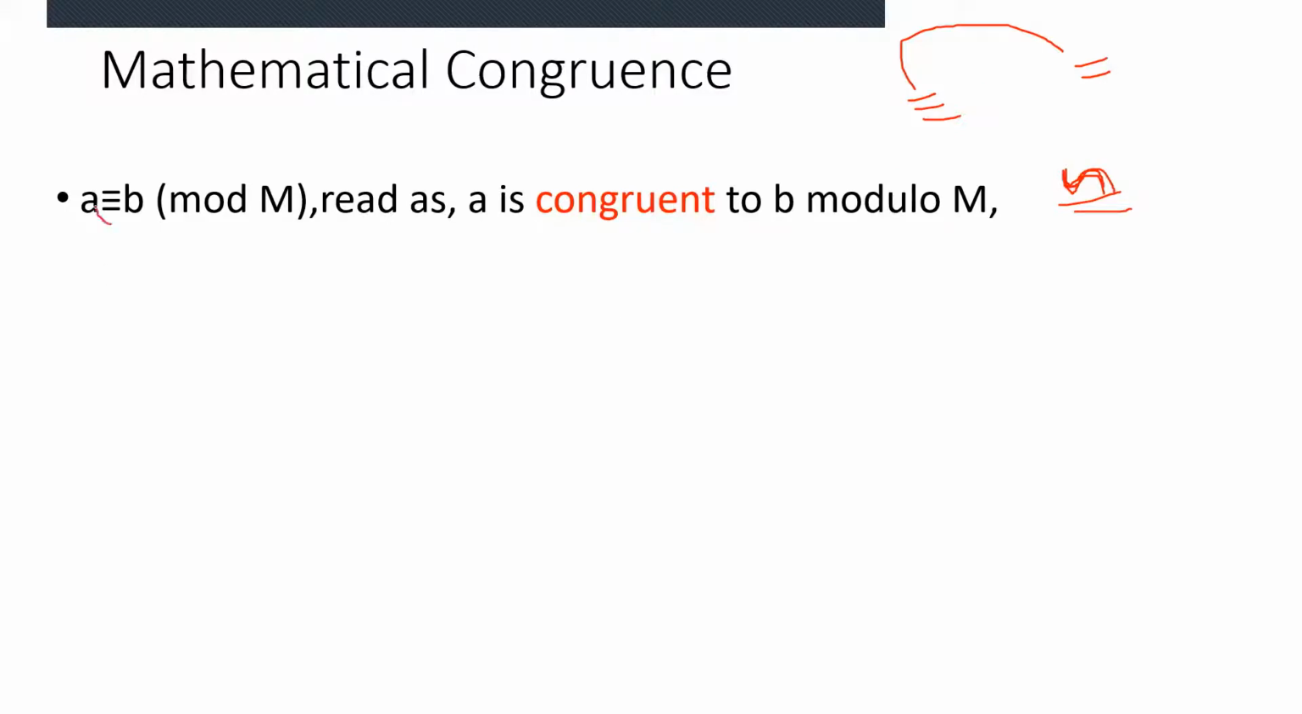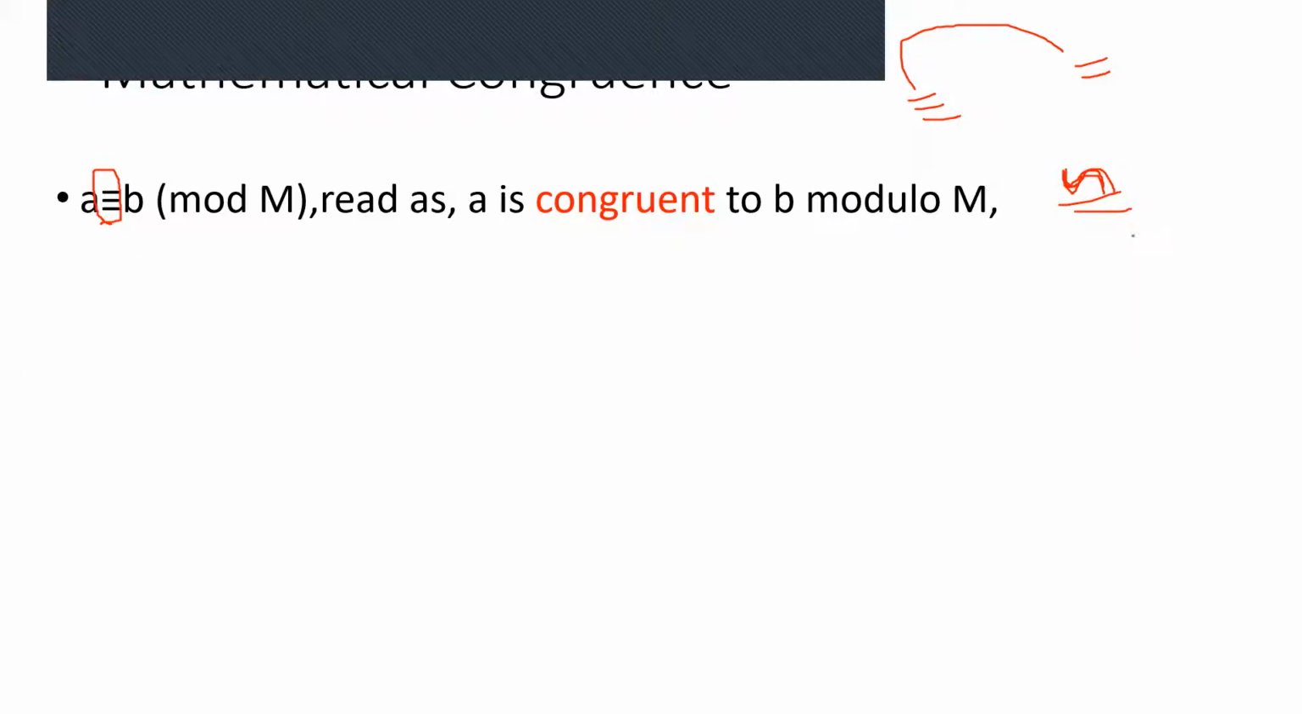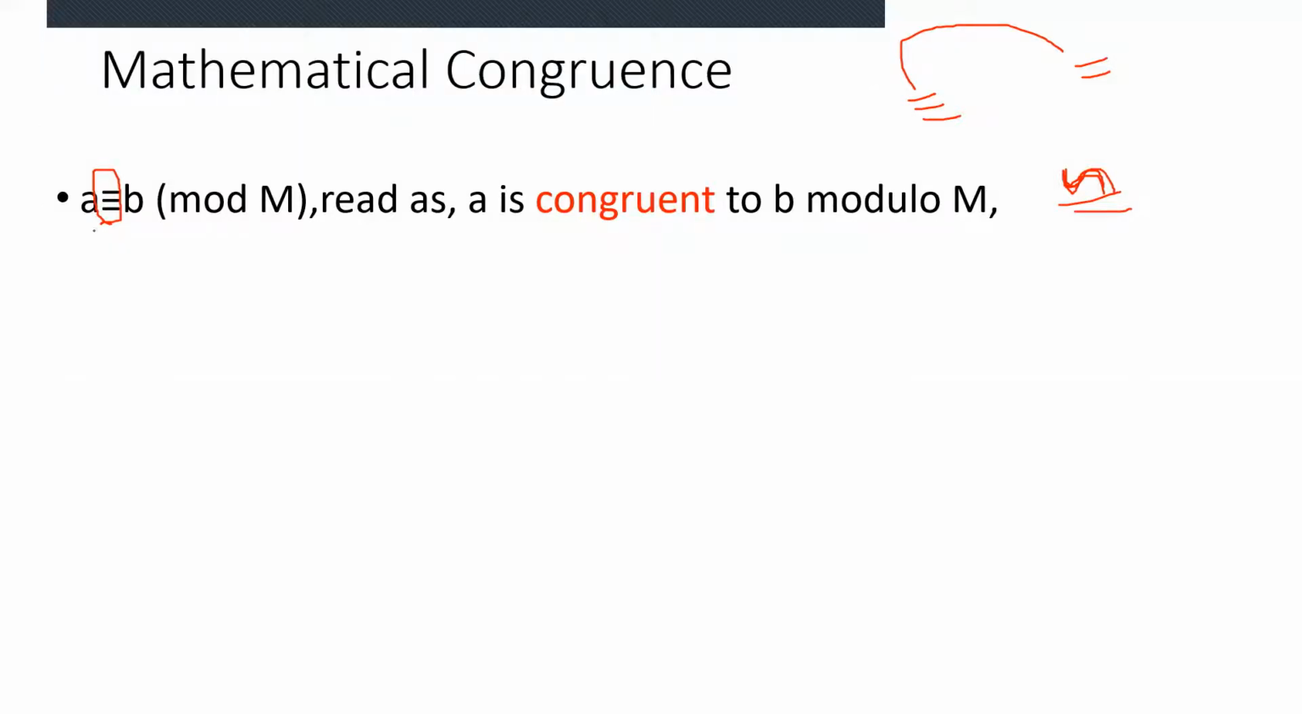Congruent symbol, if you search on the internet, you will get it as three lines. Okay, this is approximate, I feel. I'll tell you in the next class. I don't remember now. So this is read as the congruent symbol. If you want to read this, you will read it as A is congruent to B mod M.